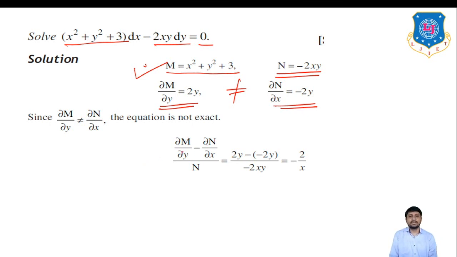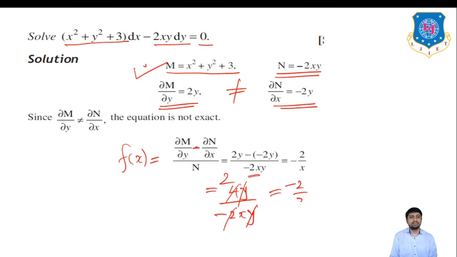Now let's find f of x. F of x is del M by del y minus del N by del x, upon N. So del M by del y is 2y, minus of minus 2y, so this is 4y, upon N, which is minus 2xy. So ultimately this is 4y upon minus 2xy. The y will be cancelled out, and 4 by 2 gives 2, so we get minus 2 by x.